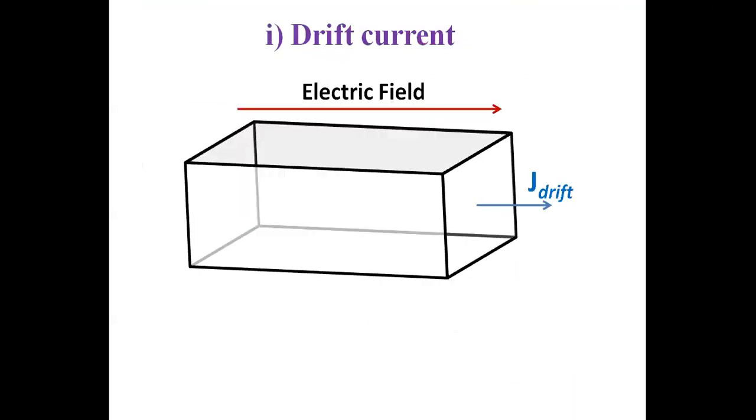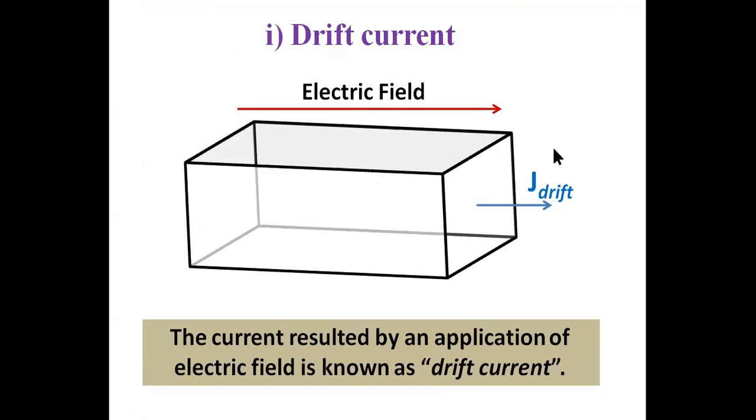First we take a semiconductor block and apply some electric field across it. Then the charged particles will respond to this electric field and move according to the direction of the applied electric field. Now these transported charged particles within this electric field constitute some current that I am representing with J suffix drift, the drift current density. This is the definition: the drift current density is the current resulting from an application of electric field. It's known as the drift current.